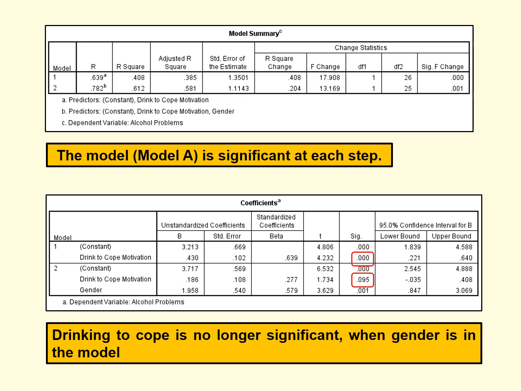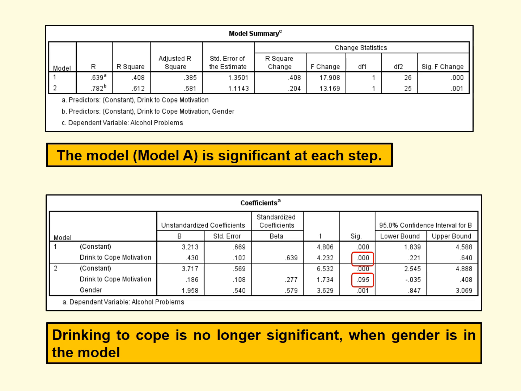So here's some of the output I get. It looks like our model, that is the augmented model, model A, is significant at each step. Adding coping motivations significantly improves the fit of the model as compared to the compact model, and then adding gender additionally improves the model. So we go up from about 40% variance to about 60% variance explained. Both of those steps are statistically significant.